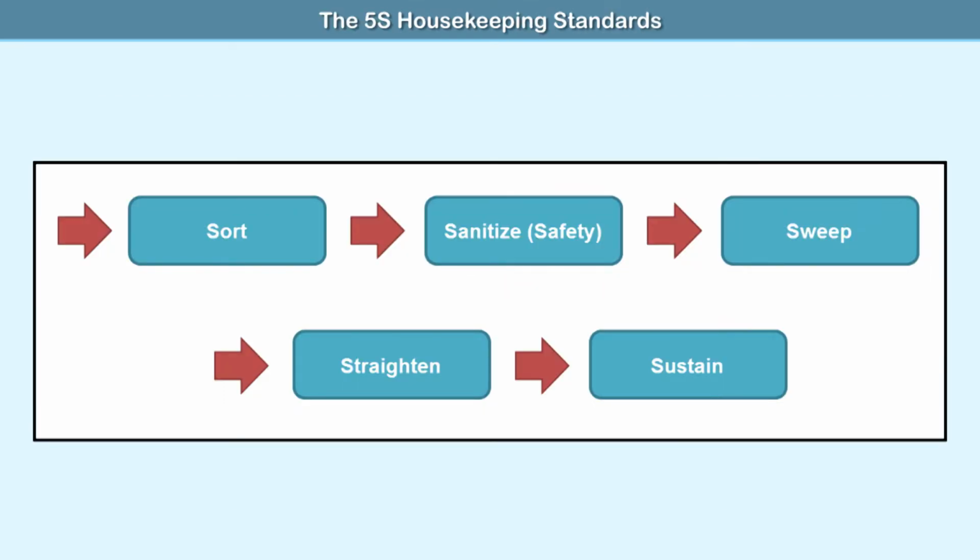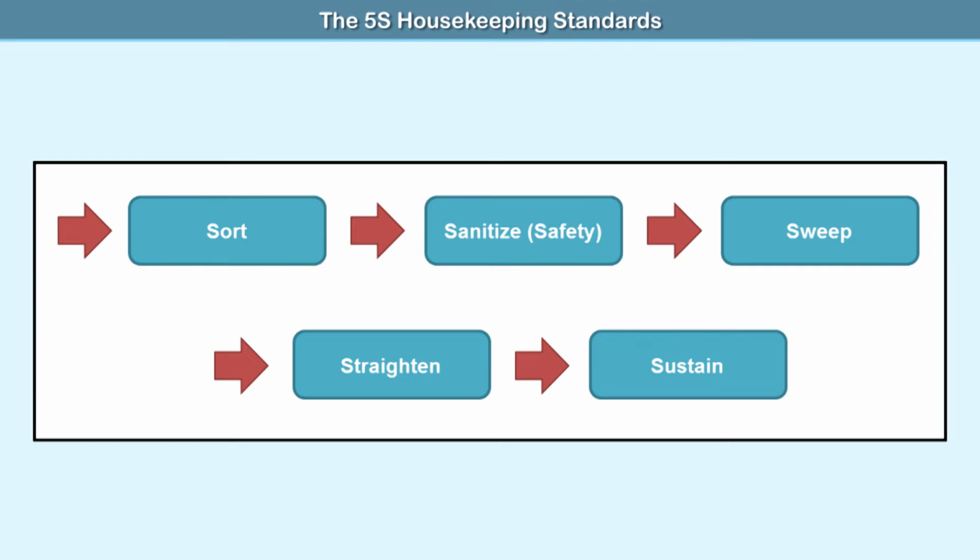Next quality management system is the 5S housekeeping standards. The aim of 5S is to create an atmosphere to keep a clean, organized, safe and efficient workplace for everyone. The 5S stands for Japanese words seiri, seiton, seiso, seiketsu and shitsuke.